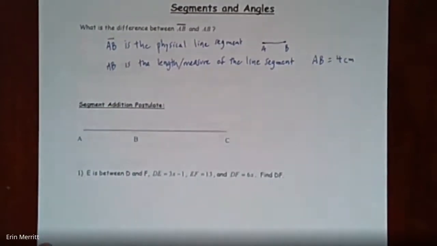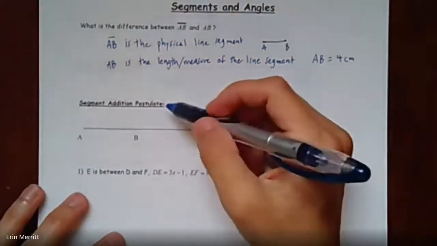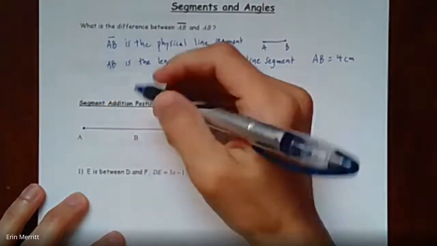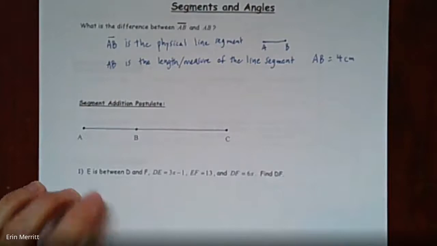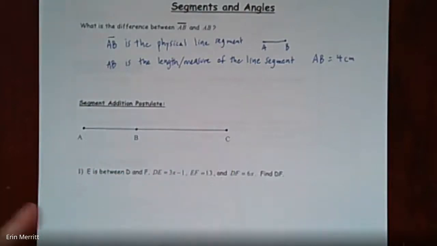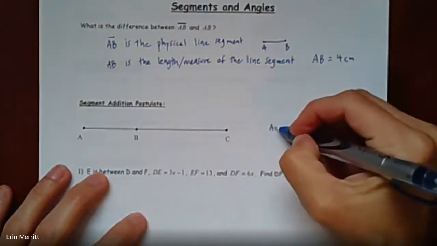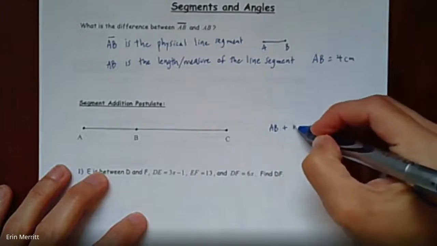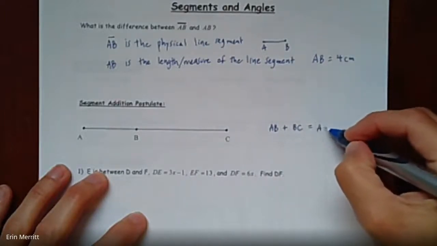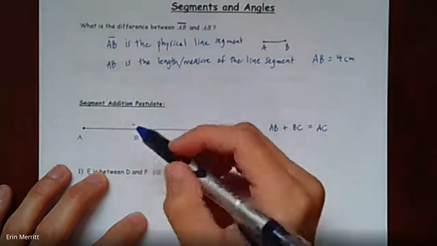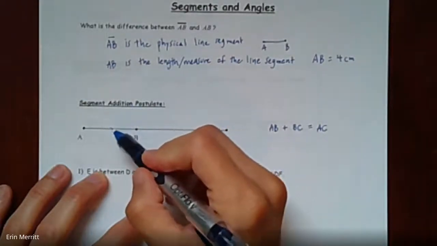All right, so let's actually show where we can use this. Segment addition postulate. So you can have little points on here. If we're saying that we have segment A, B, C, then what should be true is if I take the length from A to B and add it to the length from B to C, it should be equivalent to the entire length from A to C. You're just simply adding up these little segments.